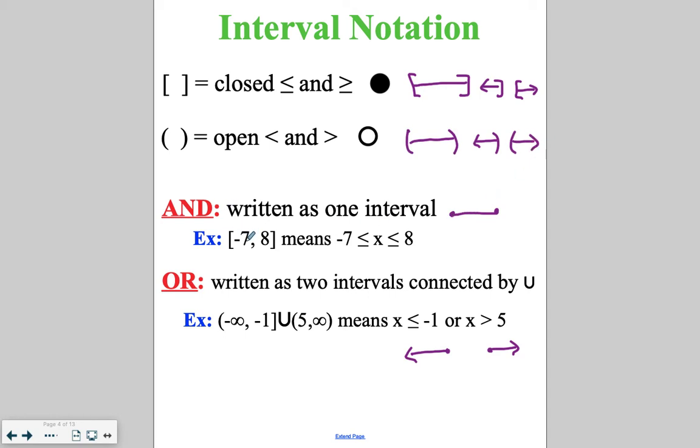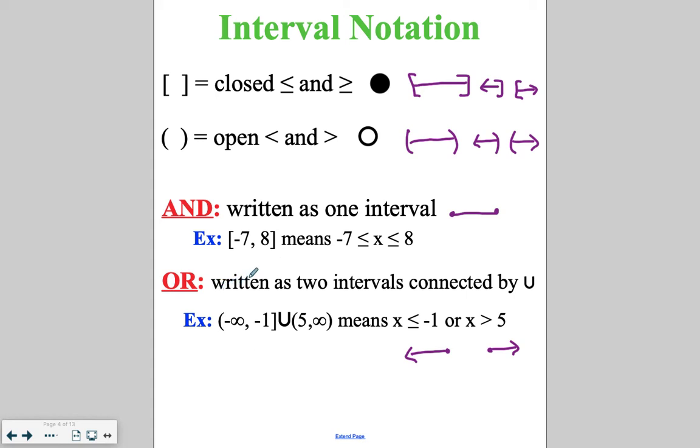In terms of how this is written, this is an example of the closed brackets with an AND statement. So this is saying negative 7 is less than or equal to x, which is less than or equal to 8. So it's in between negative 7 and 8. And because it's closed brackets, both negative 7 and positive 8 are included.